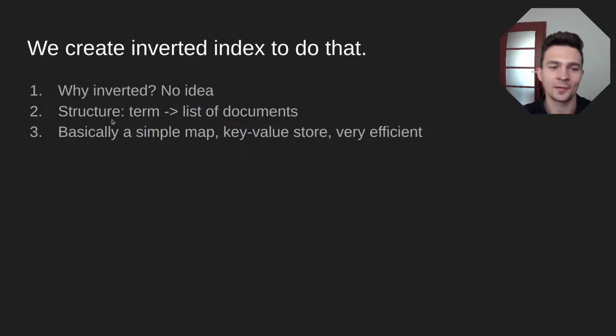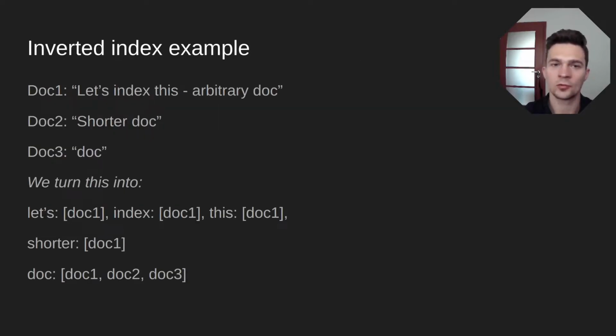But anyways, the structure of the index is that we have a term and a list of documents that contain this term, and the term is usually a word, part of the word, or a phrase. So we have a simple multi-value map, term and a list of documents. And let's go through an example of how it looks.